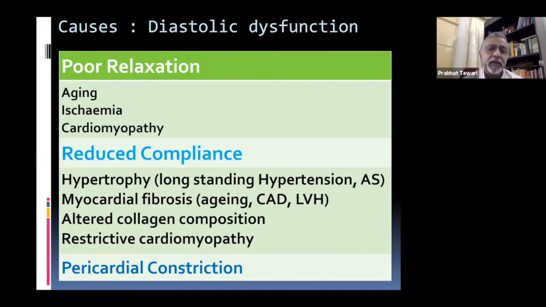The general causes for diastolic dysfunction are age-related. In all the ischemia that you will find, there is always diastolic dysfunction. In the cardiomyopathies, it may be associated with hypertension, it may be associated with valvular problems, specifically aortic stenosis. And the reduced compliance you may find with hypertrophy, myocardial fibrosis because of any of the reasons, altered collagen composition, restrictive cardiomyopathy, and it has to be differentiated from pericardial constriction.